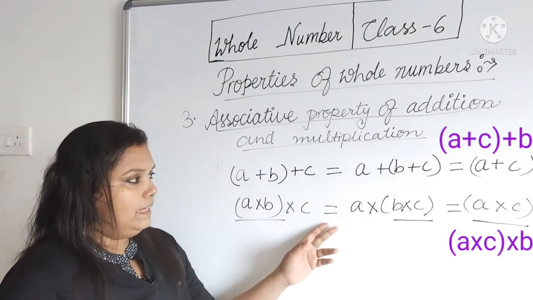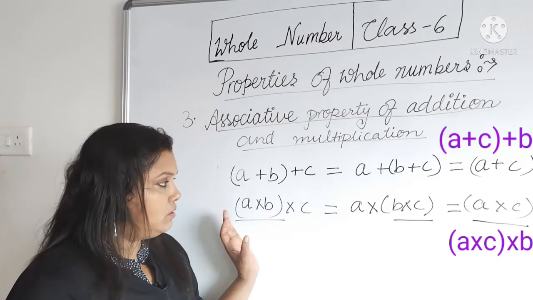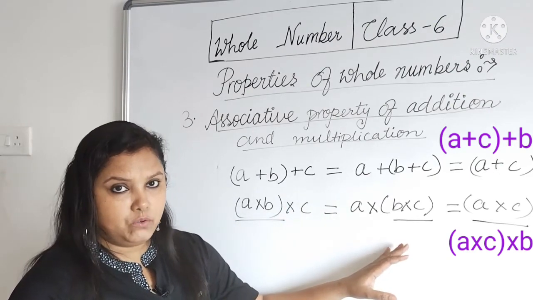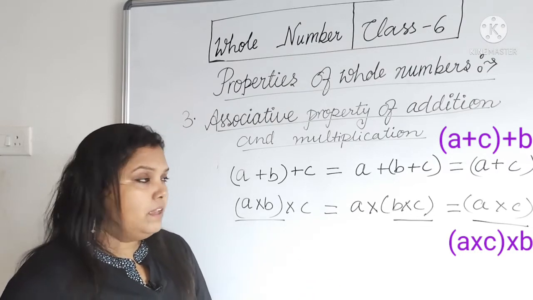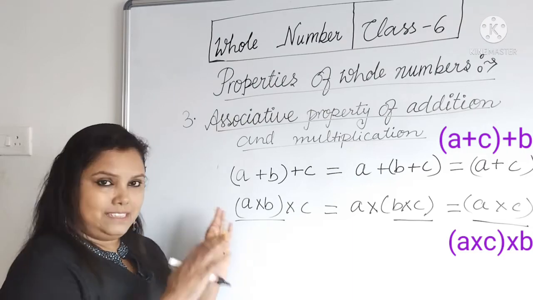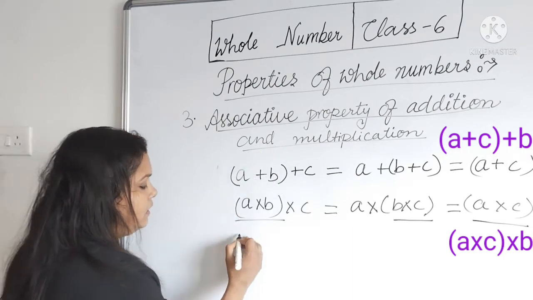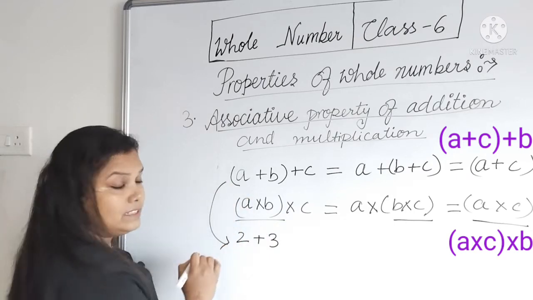So I am writing here equals to sign. That means even if we change the order of their grouping, the result will be the same. Okay, so let's take some example so that we can understand this better. Let's take 2 plus 3. We are doing this addition one.